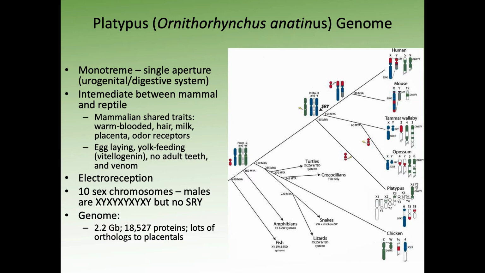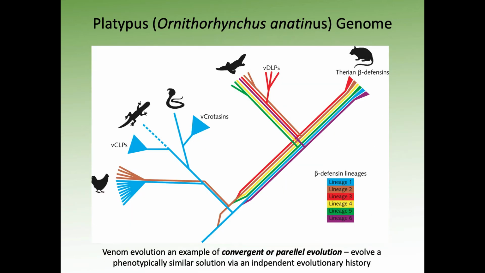And it's a really interesting organism to compare to humans and other placentals, because it's got tons and tons of orthologs to placentals, right? So lots of genes that it shares with placentals, and it even has a very rudimentary placenta, a different type of placenta than mammals, though. It's a yolk-feeding placenta. And then, just to add in other stuff, I mentioned this earlier, they have venom.